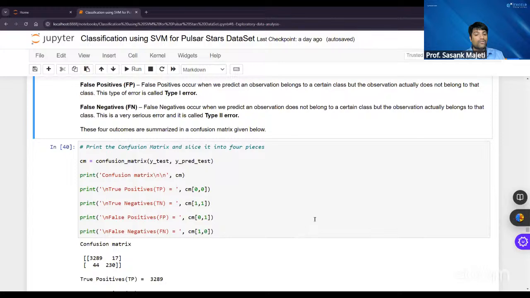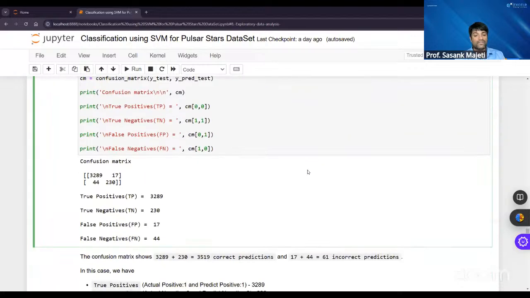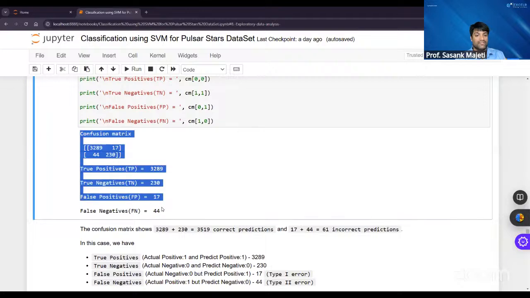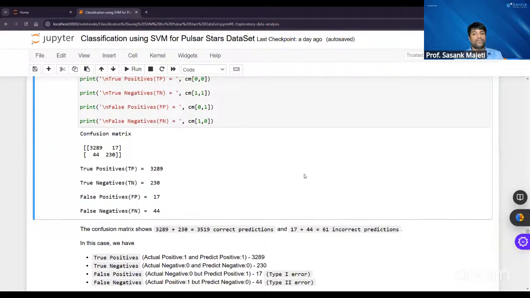Now I'm trying to predict the values of the confusion matrix. I'm going to build the confusion matrix for the y tested and the y predicted values. Once I build the confusion matrix here, I can see that the matrix is built like this. The interpretation of the result is very important.